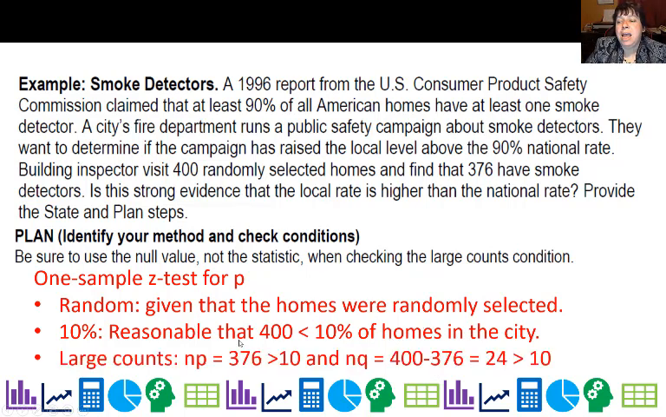All right. And the large counts condition: np is the number of successes, and I know that 376 had smoke detectors, and nq is the number of failures, the rest did not. And both of those are greater than 10, so my large counts condition is satisfied, and I can use a normal distribution with the one sample z-test for p.